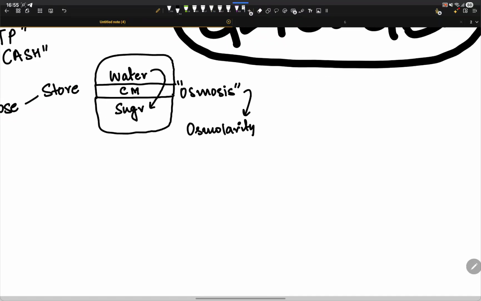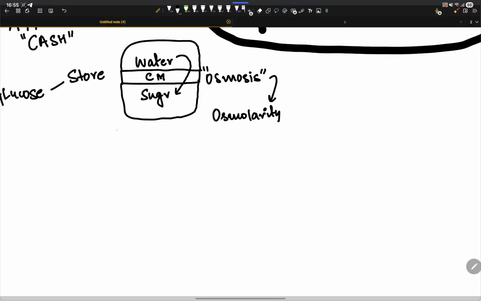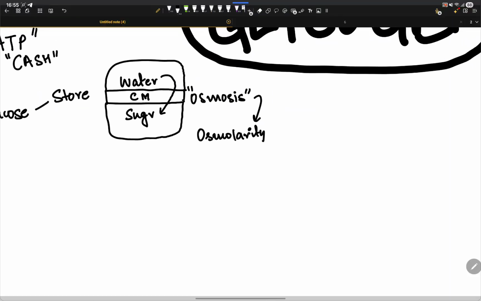It's not weight, it's not molecular size, it's actually the number of dissolved particles. That's the answer. One glucose molecule counts as one particle, okay? So if you have 10 glucose molecules, they'll count as 10 particles, right? Water will respond to this osmolarity, to the particle number, not chemical identity.